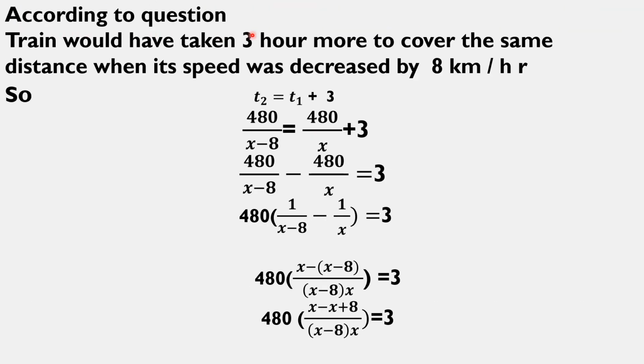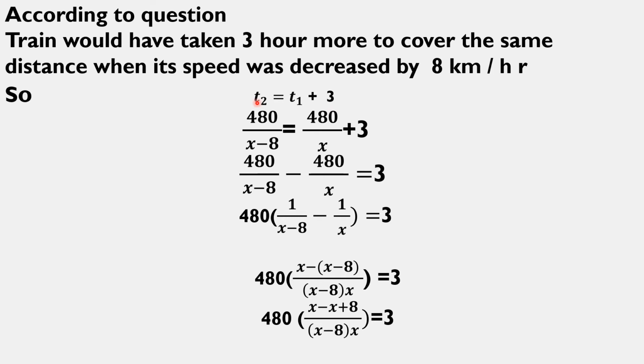According to the question, it is given that the train would have taken 3 hours more to cover the same distance when its speed was decreased by 8 km per hour. It means that when the speed of the train was decreased by 8 km per hour, the train would have taken 3 hours more to cover the same distance of 480 km. So we represent such a situation as t2 equal to t1 plus 3.